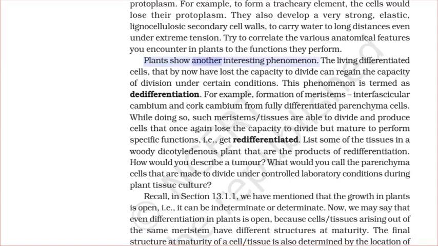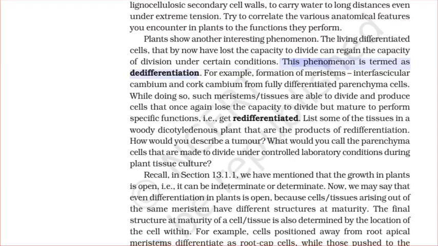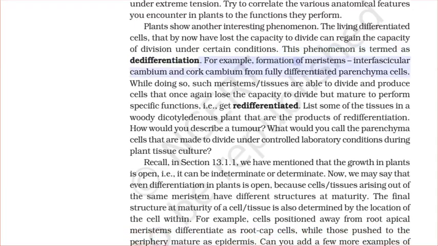Plants show another interesting phenomenon. The living differentiated cells, that by now have lost the capacity to divide, can regain the capacity of division under certain conditions. This phenomenon is termed as dedifferentiation. For example, formation of meristems, interfascicular cambium, and cork cambium from fully differentiated parenchyma cells.